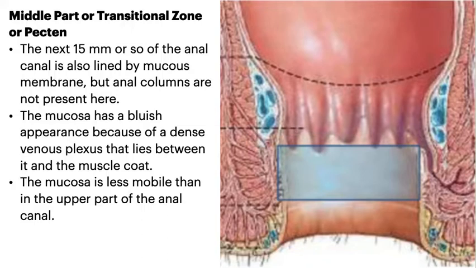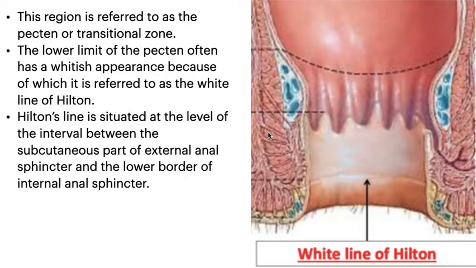Coming to the middle part or the transition zone or the pecten, this is also 15 millimeter long and lined by mucous membrane but devoid of anal columns. The mucosa here is slightly bluish in appearance because of the dense venous plexus that is lying between it and the muscle coat. The mucosa is less mobile over here than the upper part of the anal canal. So this zone is also referred to as the pecten or the transition zone.